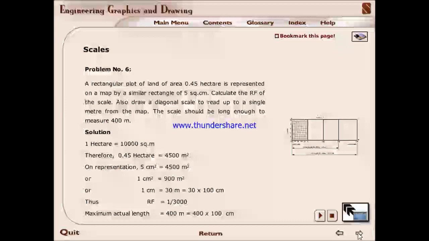Solution: 1 hectare is equal to 10,000 square meters. Therefore, 0.45 hectare is equal to 4500 square meters. On representation, 5 centimeter square is equal to 4500 meter square, or 1 centimeter square is equal to 900 meter square. 1 centimeter is equal to 30 meters, which is equal to 30 into 100 centimeters. Thus, RF is equal to 1 by 3000. Therefore, maximum actual length is equal to 400 meters, which is 400 into 100 centimeters.